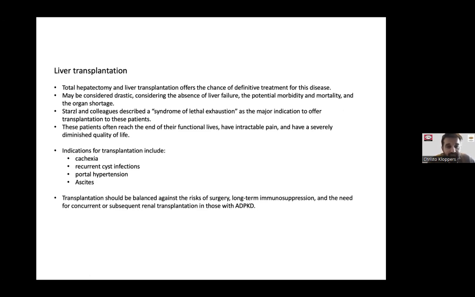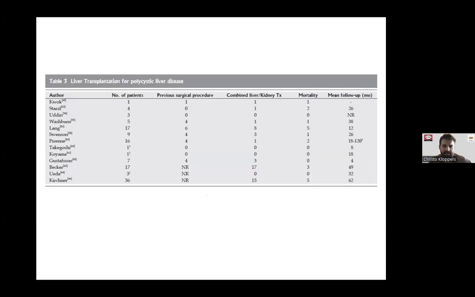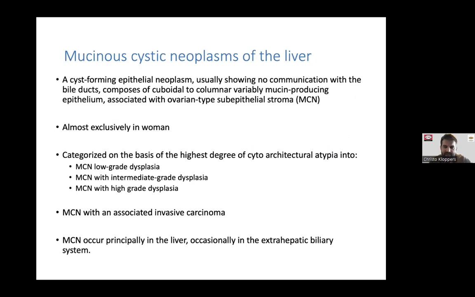So I've got this slide here. Not that this is something that you should embark on. So Starzl, the godfather of hepatic transplantation, did say it's a syndrome of lethal exhaustion. So you should only consider that in patients who have severe cyst infections, portal hypertension, ascites, and cachexia. But in reality, it's unlikely something you would do in isolation. If you look at the series, and it's small numbers that has been published, it's normally in combination with patients who need renal transplants, and in that way you can justify the immunosuppression. I think we'll walk off from that for now.